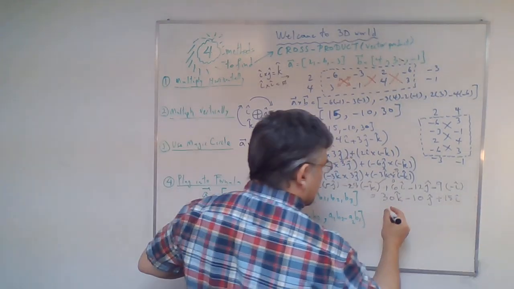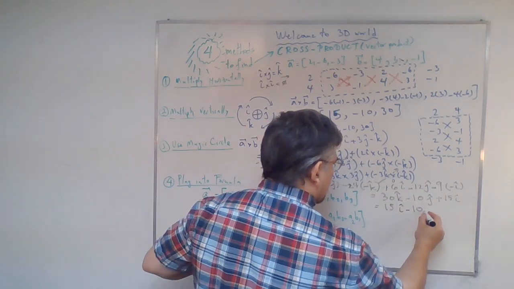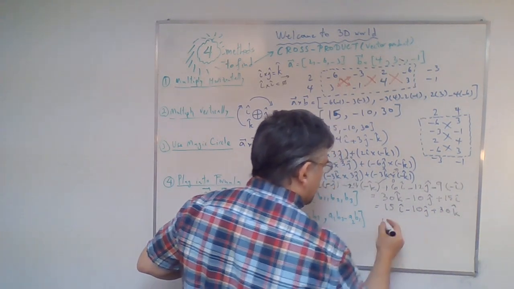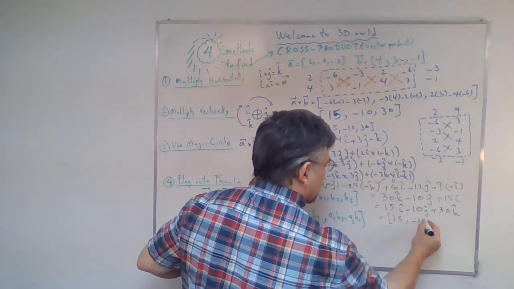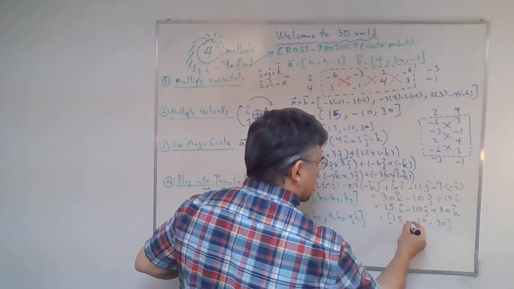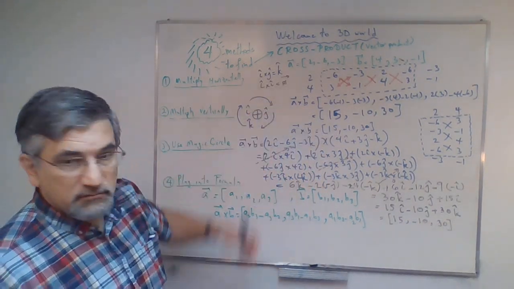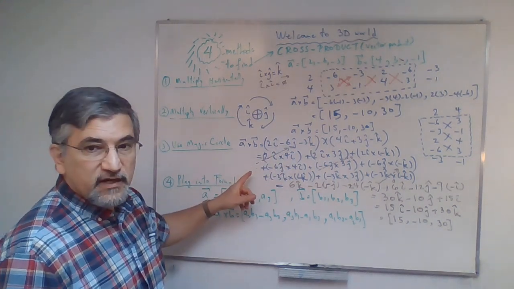I can write in the correct order. 15I hat minus 10J hat plus 30K hat, which in algebraic form, it will be nothing but 15, negative 10, and 30, of course. So this is the same answer we got from the other shortcut methods. So this is another way you can find the cross product of two vectors.